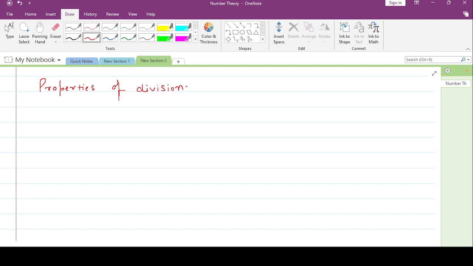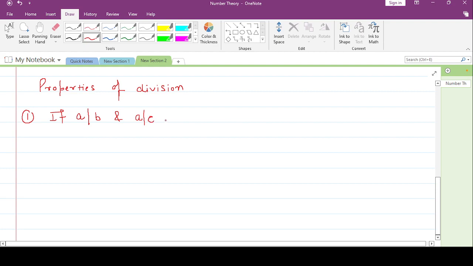The very first property is this: if A divides B and A divides C, then A also divides the sum of these two numbers, that is B plus C. For example, if 2 divides 4 and 2 divides 8, you can check that 2 also divides 4 plus 8. 4 plus 8 means 12. So 2 definitely divides 12. There is no doubt in this.